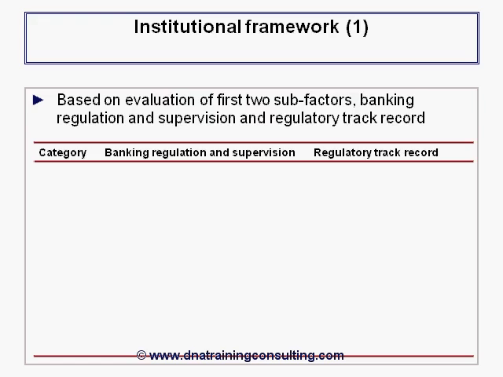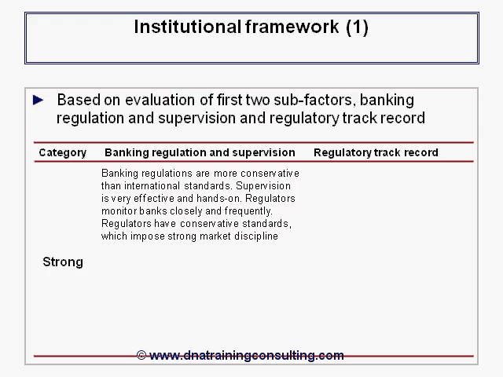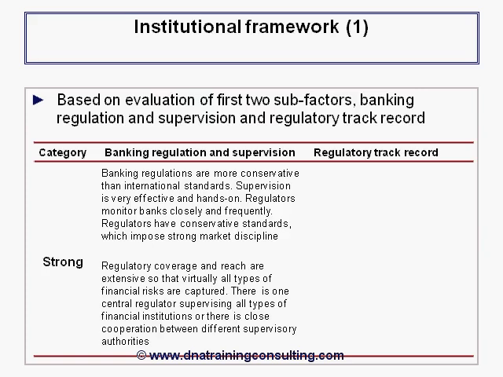Banking regulation and supervision is "strong" if banking regulations are more conservative than international standards, regulators monitor banks closely and frequently in an effective and hands-on manner, regulatory coverage and reach is extensive so that virtually all types of financial risks are captured, and either there is only one central regulator for financial institutions, or there is close cooperation between the different supervisory authorities.